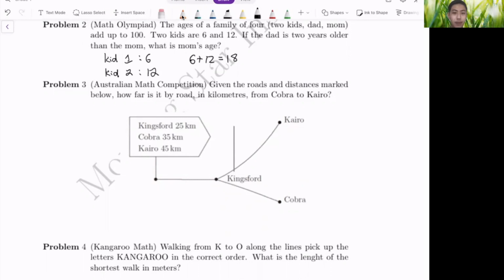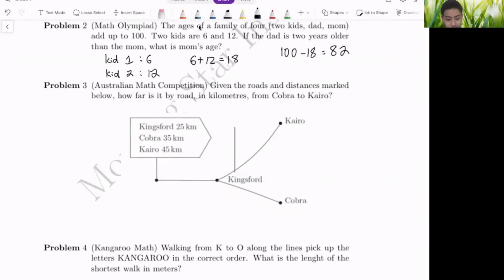So the remaining age is 100 minus 18, or 82. And it says the dad is 2 years older than the mom, so you should get something like the dad is 42 and the mom is 40, because 42 is 2 more than 40, and then 42 plus 40 equals 82. So therefore the mom's age is 40.